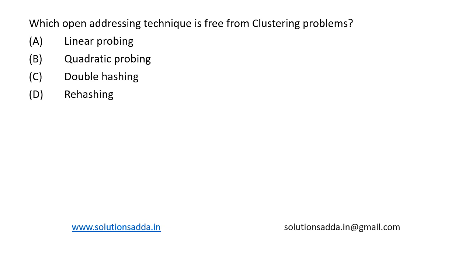Now, there are two types of clustering. One is primary clustering and the other one is secondary clustering. So the first one is primary clustering, and the other one is secondary clustering.